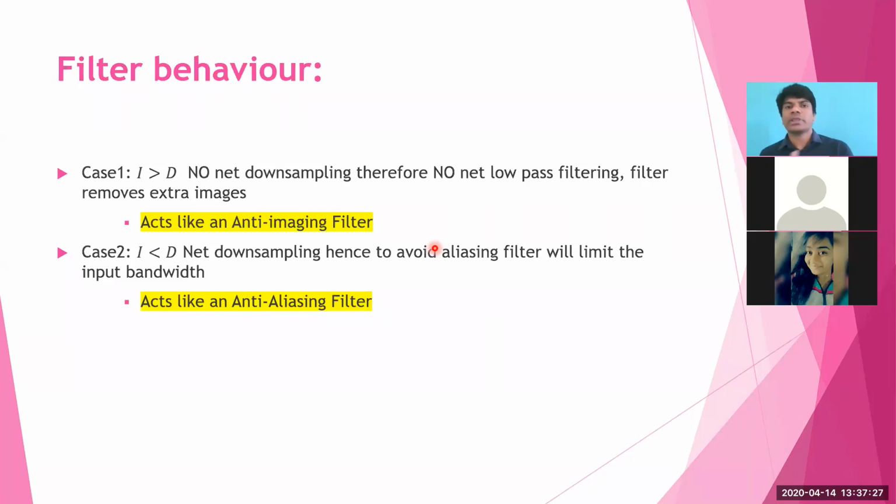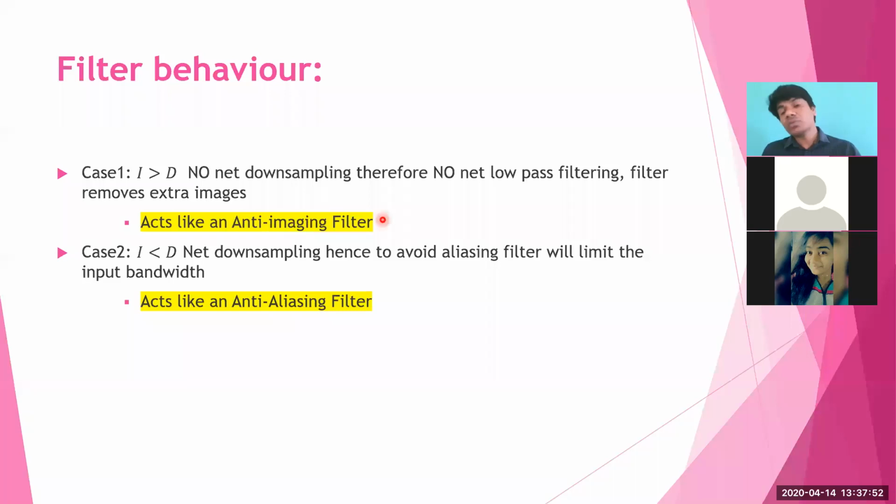If I is more than D, that means effectively interpolation is taking place. There is no decimation. So let us say I'm choosing I to be 3, D to be 2. So the net samples will be more than the original samples. So it basically acts like an anti-imaging filter.